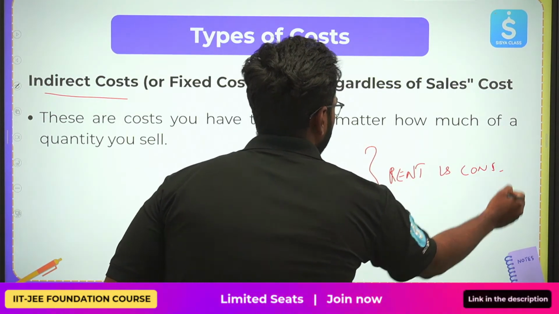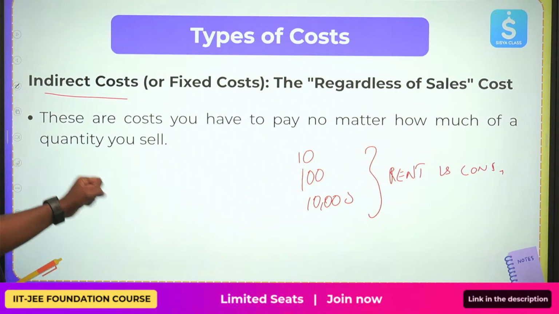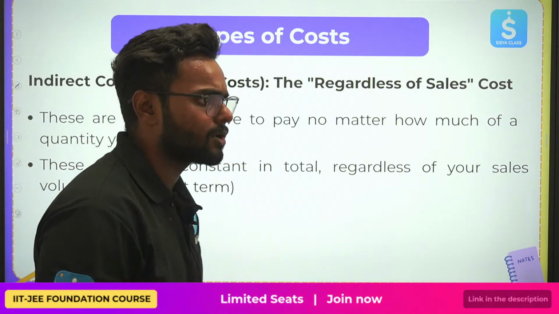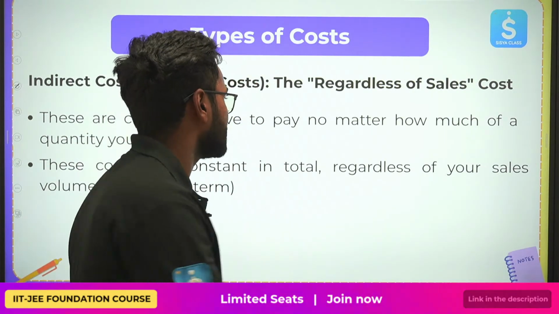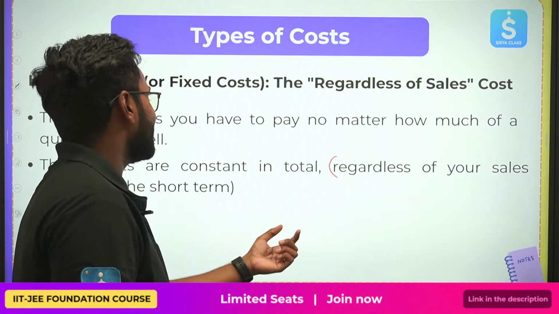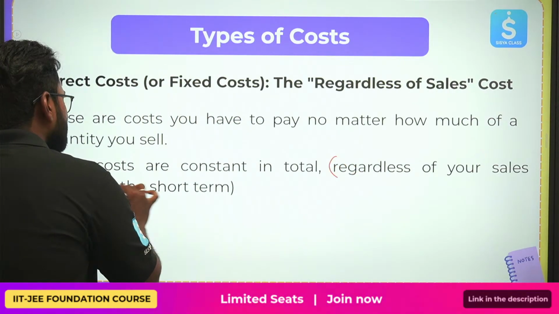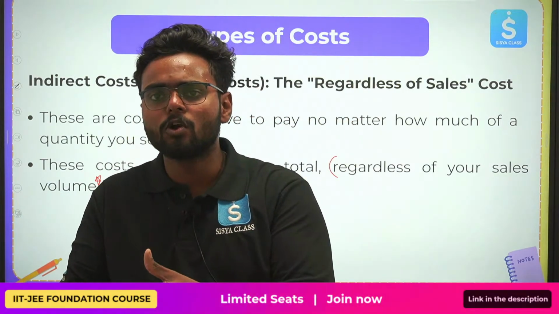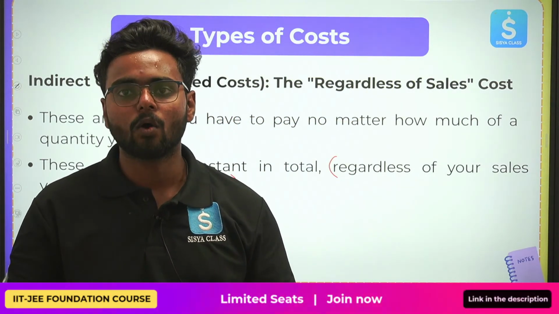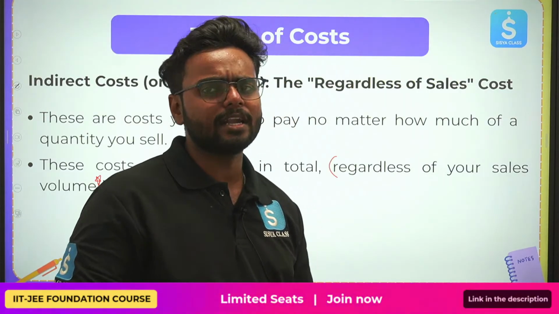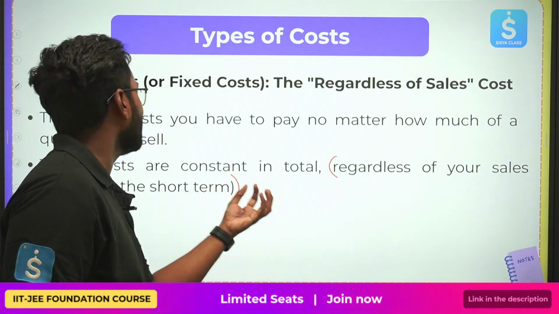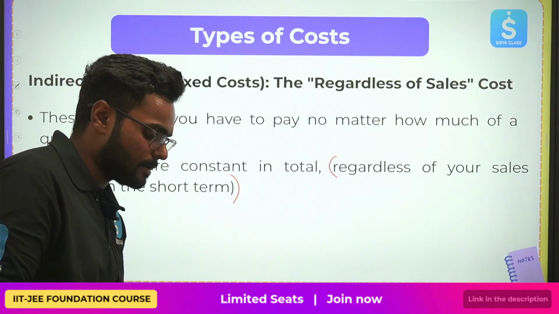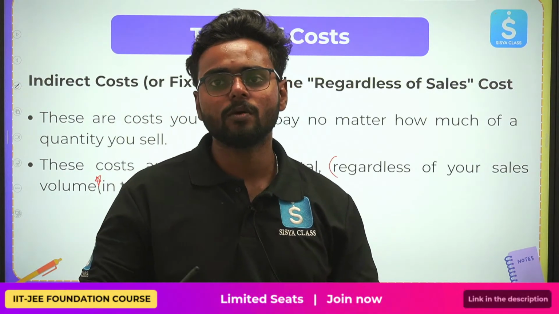The rent would be constant. So this is the first point. The second thing is, these costs are constant in total. As we have spoken, the rent is constant regardless of your sales volumes. But it is an important point in the shorter term. If you are making more pens than the room could hold, you would need more space to hold them, right? In that case, you will be renting more space. So this is an indirect cost where it is constant, right? You have to pay a constant amount of money no matter how much you produce.